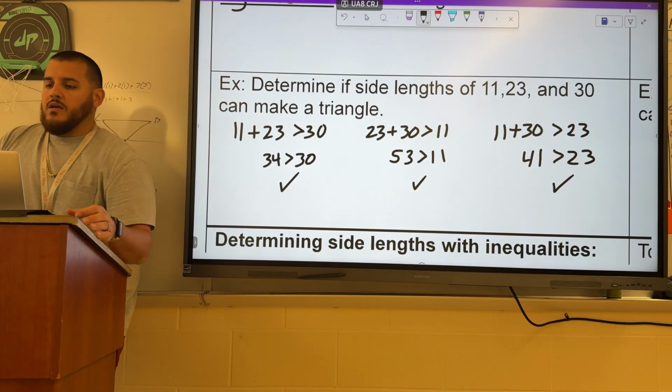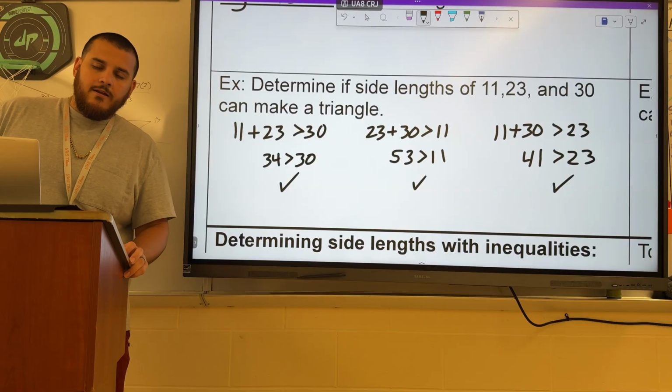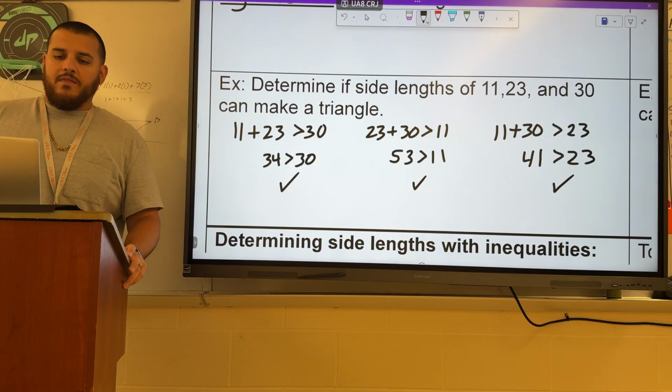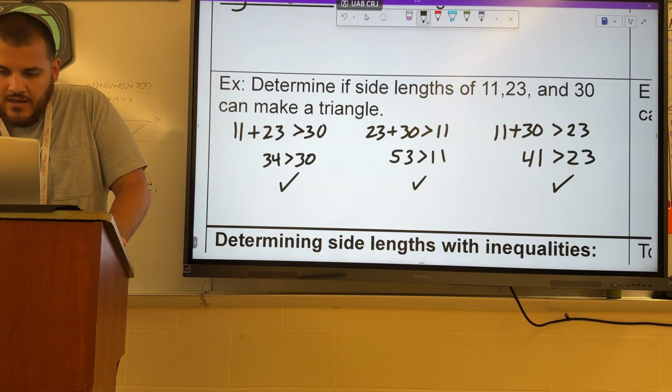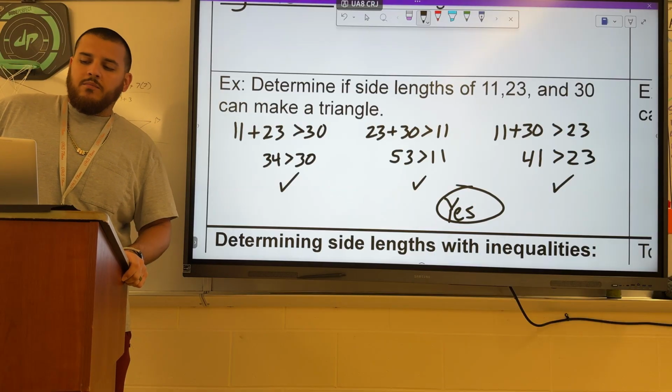That gives me a possibility for a triangle because any two sides I add together end up being larger than the third side. So yes, this can make a triangle. This wasn't really worded as a yes or no question, but that's what I'm gonna put here for my answer. Yes, those three side lengths can make a triangle.